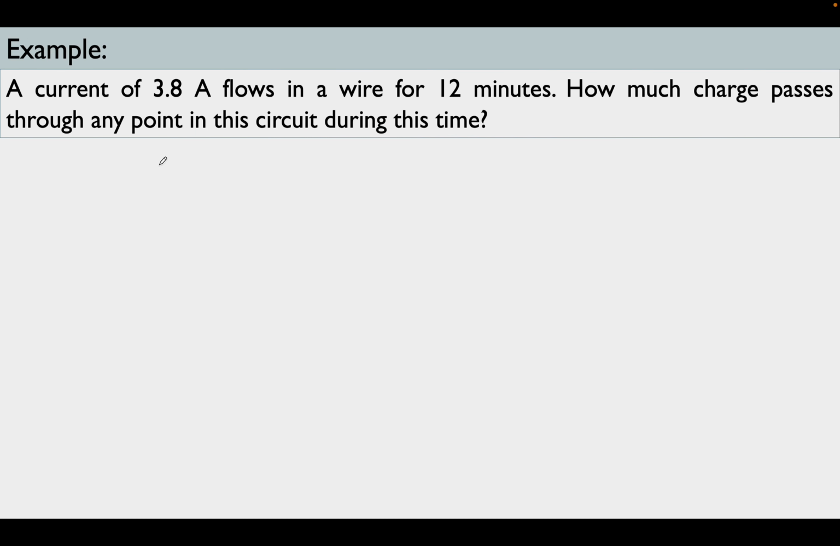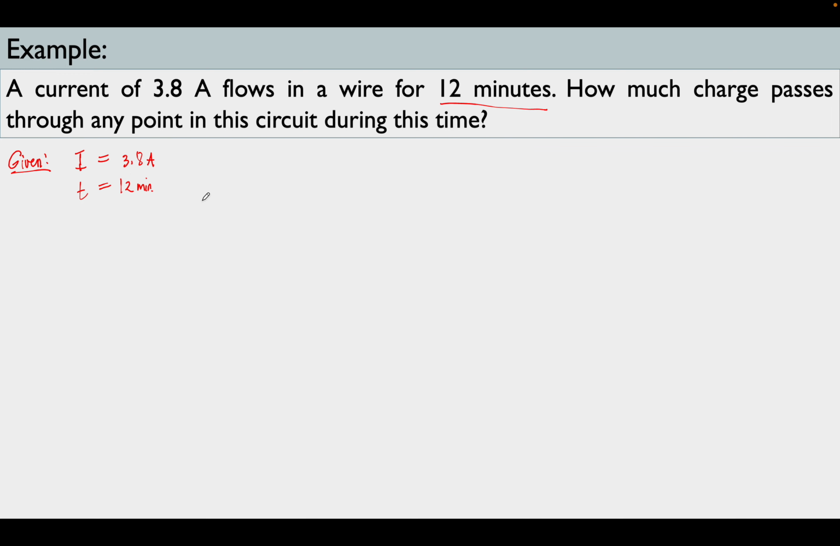Okay, so we have here an example. A current of 3.8 amperes flows in a wire for 12 minutes. So the question here is how much charge passes through any point in this circuit during this time. Okay, so let's write first all the given values. So we are given the value of the current I, which is equal to 3.8 amperes, and then also the time, which is equal to 12 minutes.